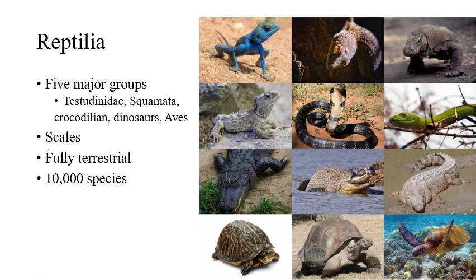These are fully terrestrial species. They can lay their eggs on land. They do not need to return to the water. Although some of them are marine, like crocodiles are obviously aquatic, and sea turtles are aquatic and marine. Pretty big group. There's about 10,000 species, not including the birds.